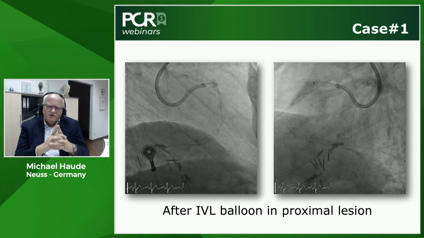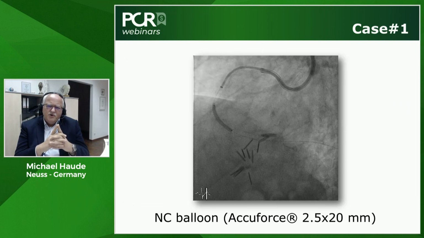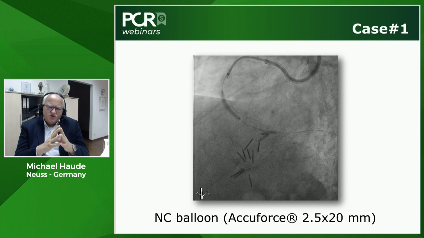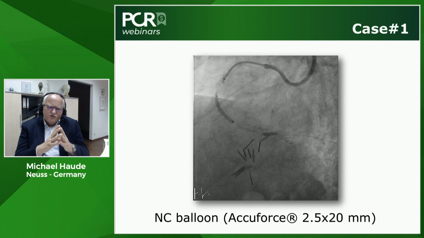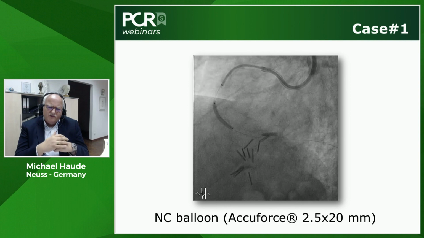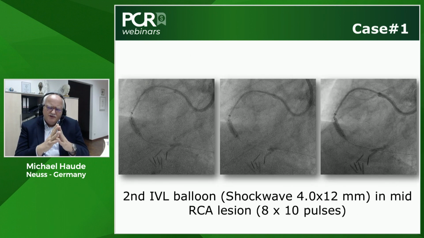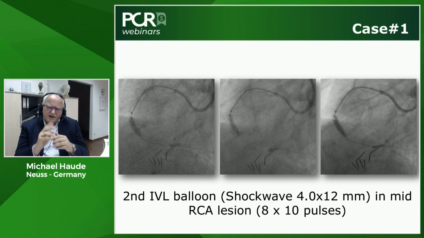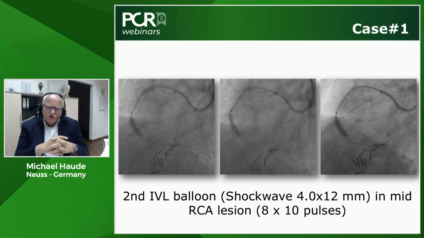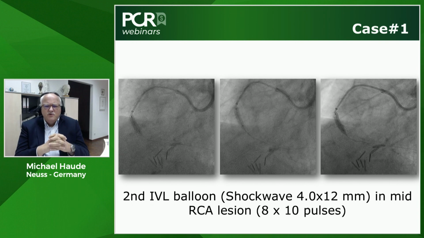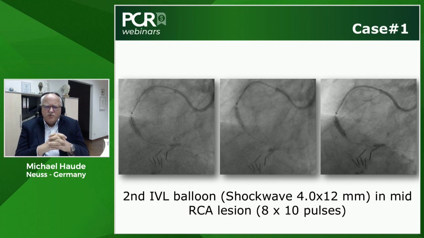So then if we go to the next one, we repeated the same approach for the distal lesion. We first open it up with a 2.5 non-compliant balloon, which you see here. Then next one, we had to use a second IVL balloon, again a 4.0 by 12 millimeter balloon that we were now able to bring down there.